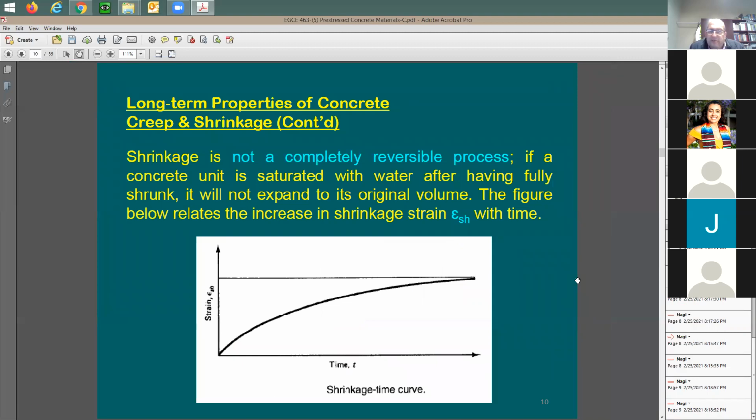Now, how about the shrinkage? We have this graph for the shrinkage. Here is the strain due to shrinkage, and here's time. It goes fast at the beginning until you hit a certain time. After that, it's going to be kind of constant. So why would the concrete shrink? Because the cement is the shrinkage material. We have non-shrink material, and of course, we have shrink material. Cement is, generally speaking, a shrink material.